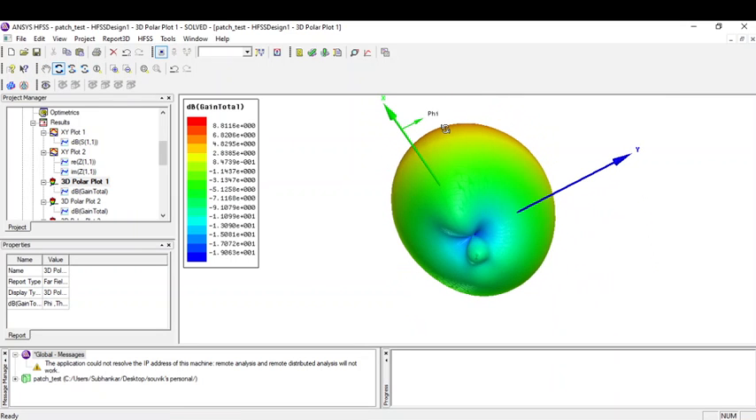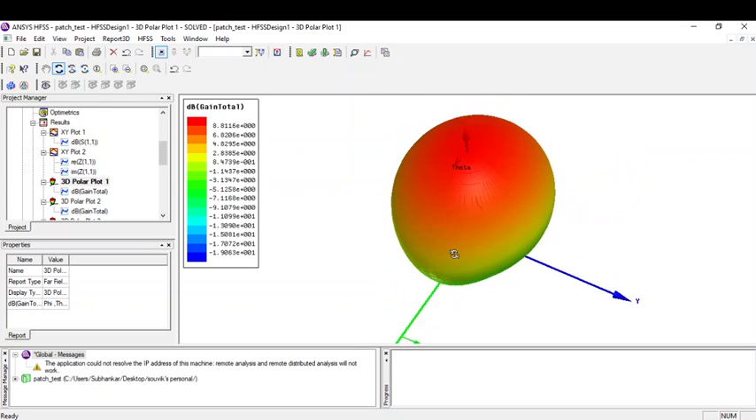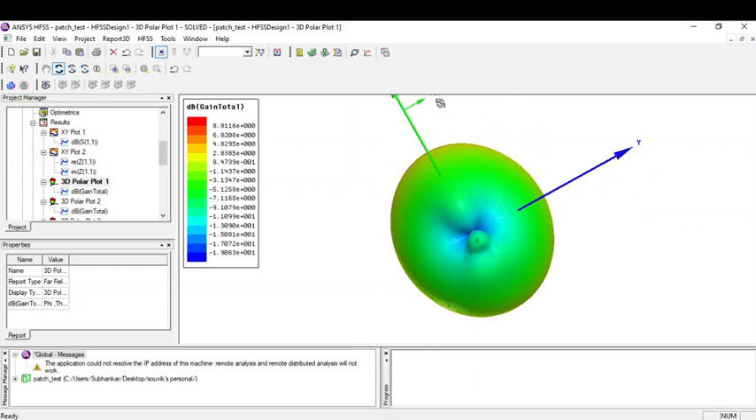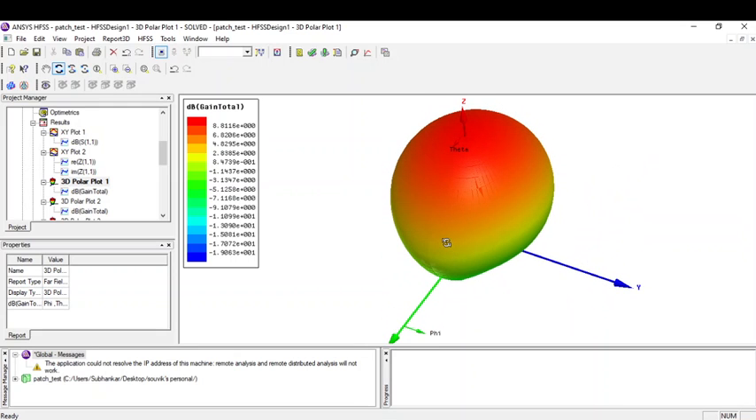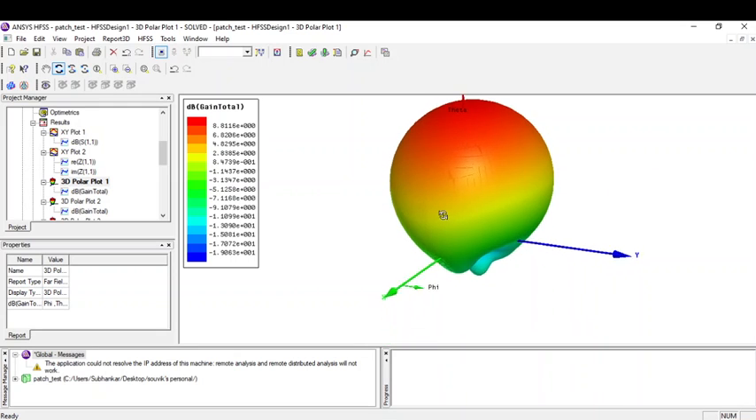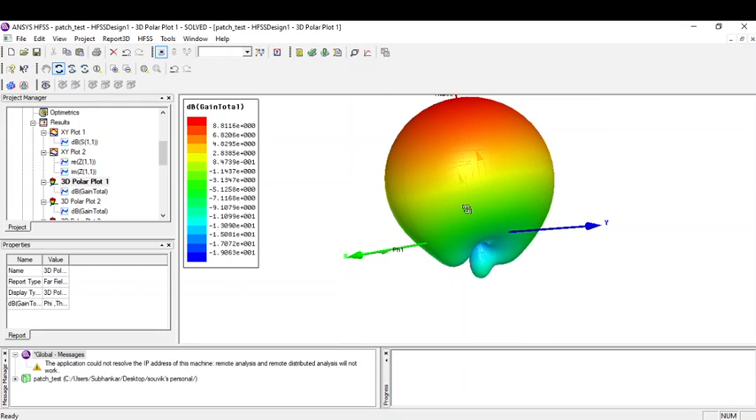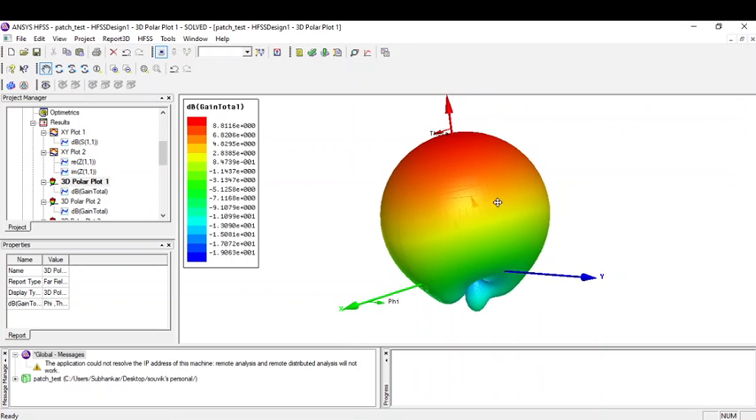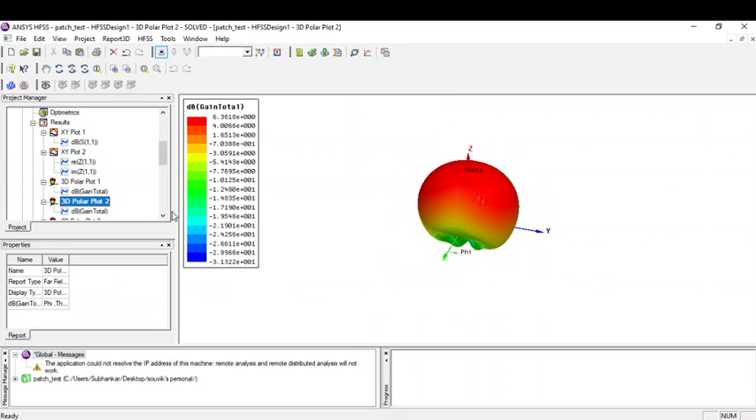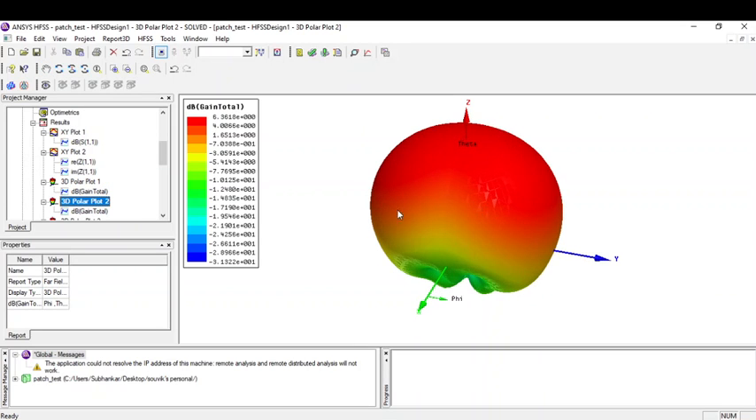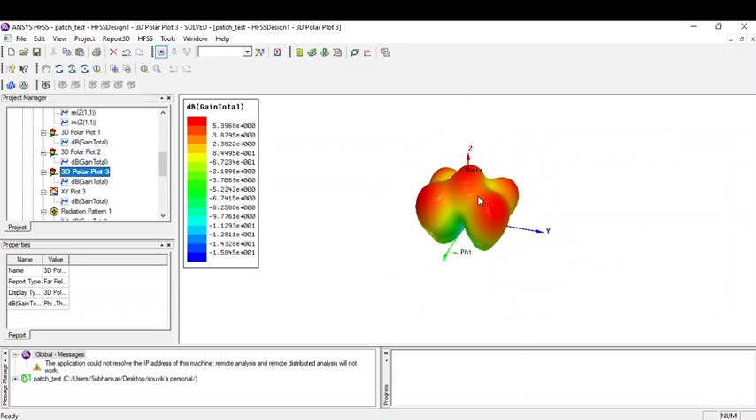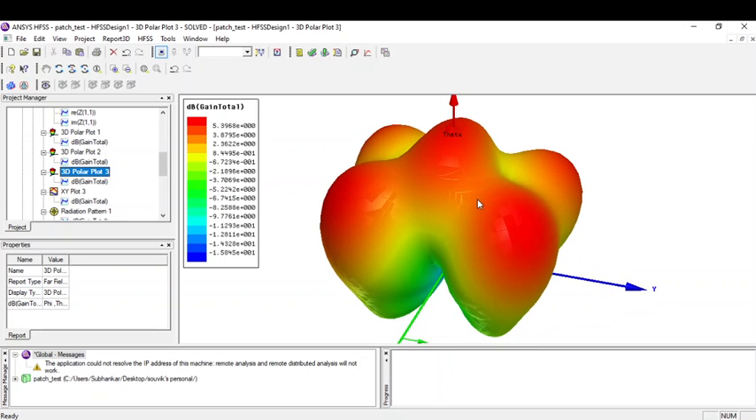We can see there is nothing in the negative z axis, only in the positive z direction, no radiation along negative z axis. We can also see another 3D polar plot similar to this for total gain, and this is another 3D polar plot.